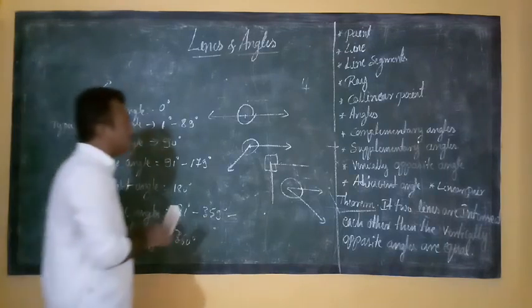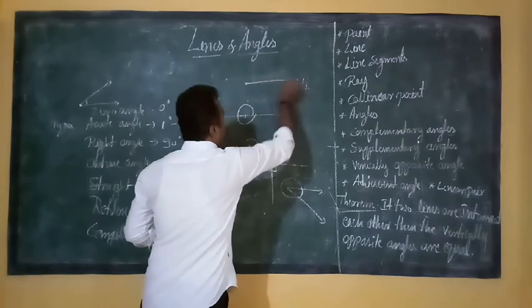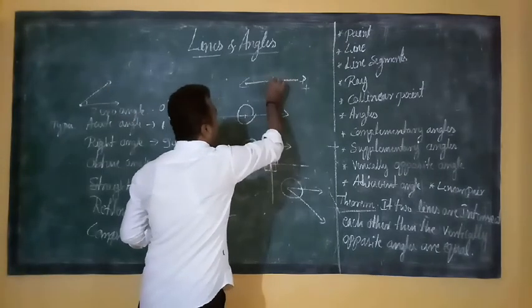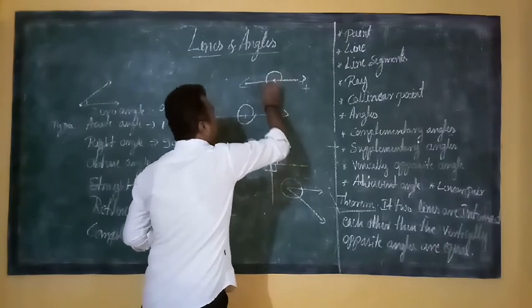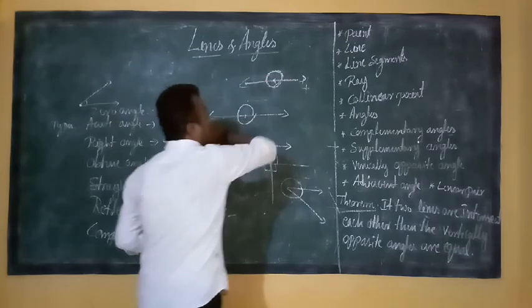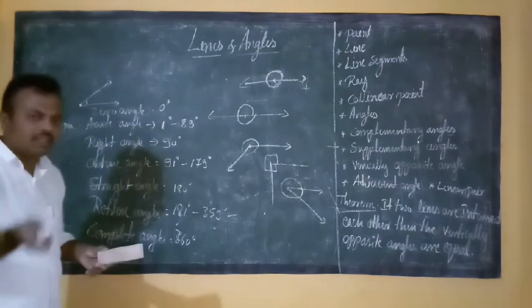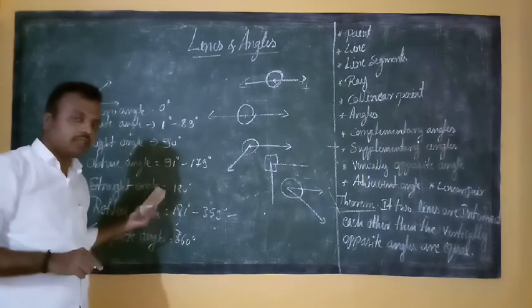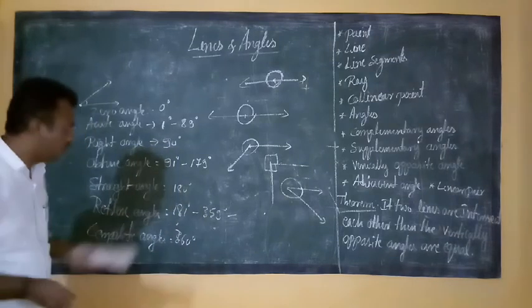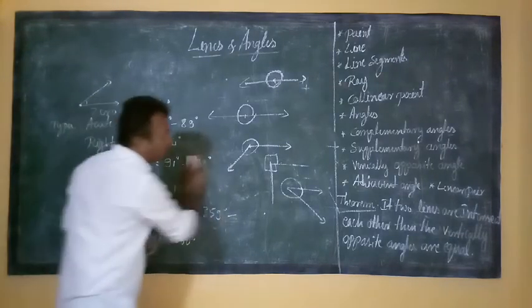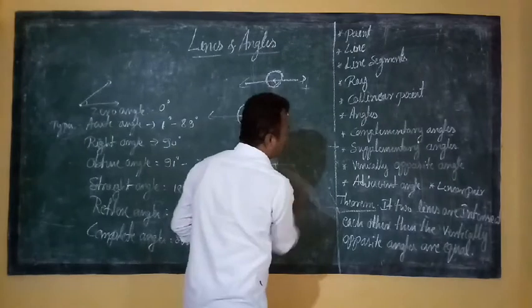Complete angle means one full circle. This is one straight line, so here 180 degrees and this is 180 degrees. So totally one circle makes a complete angle. We already discussed this in the 7th and 8th standard, correct? So shall we go to the next concept?